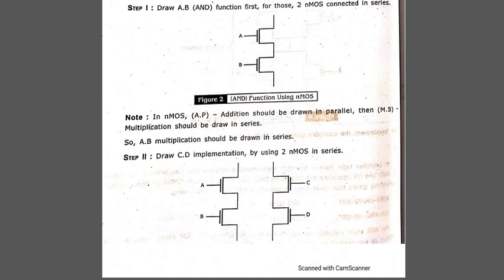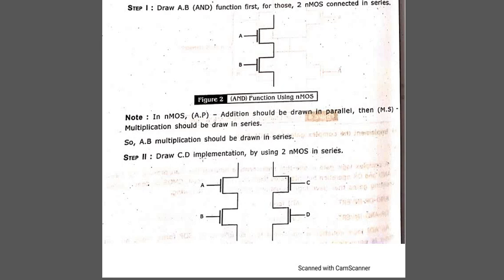Now, if NMOS is used, the addition should be drawn in parallel and the multiplication should be drawn in series. These two are addition, right? So addition lines should be drawn in parallel; these two should be added. If you are going for the multiplication operation, they should be drawn in a straight line, in series. So these two are the product, and the operation should be done between A and B.